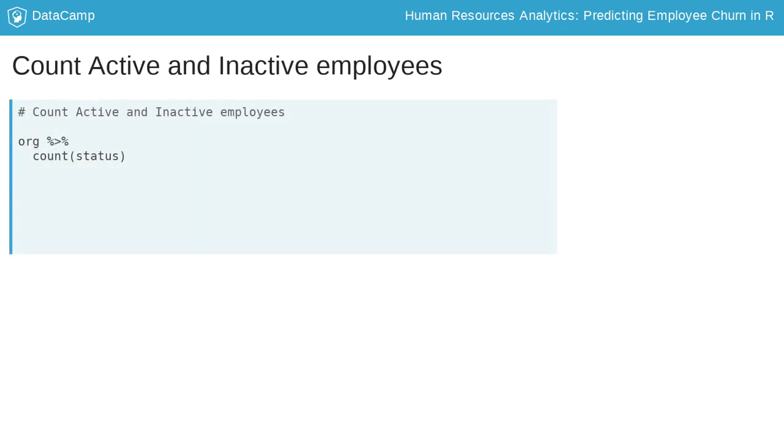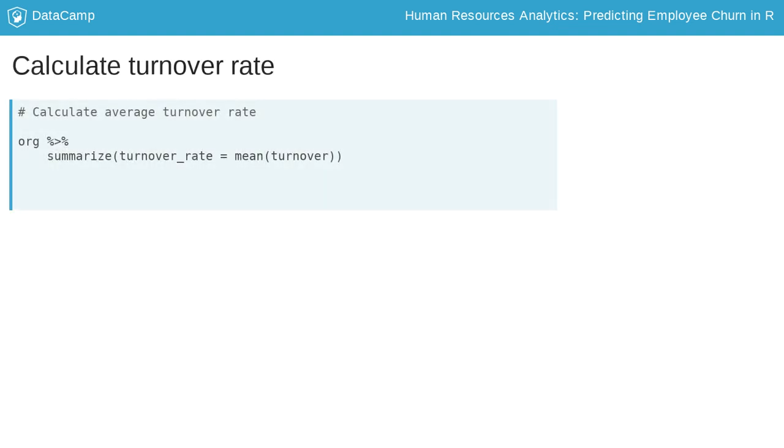First, let's look at the number of active and inactive employees using the count function from dplyr. Count function gives you the number of rows for each unique value in a specified column. You can calculate the turnover rate using the summarize function. As mentioned before, you can take the mean of the turnover column to accomplish this. Here, you can see that approximately 18% of the employees are inactive, which means 82% of the employees are active in the dataset.